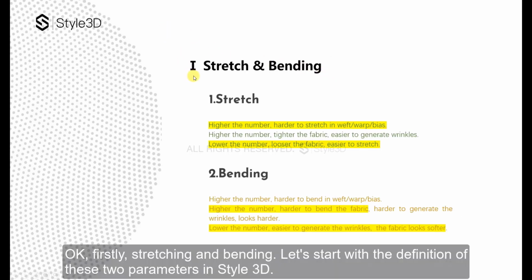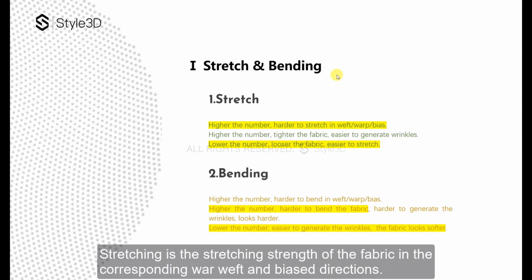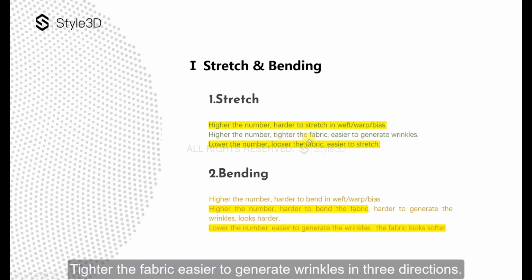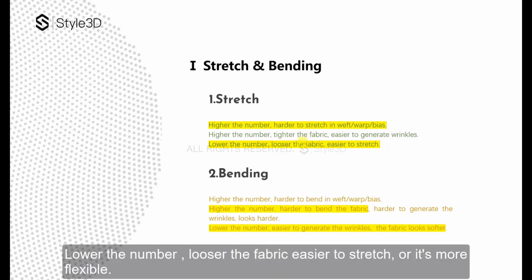Okay. Firstly, stretching and bending. Let's start with the definition of these 2 parameters in Style3D. Stretching is the stretching strength of the fabric in the corresponding warp, weft, and bias directions. Higher the number, the fabric is harder to stretch. Tighter the fabric, easier to generate wrinkles in 3 directions. Lower the number, looser the fabric, easier to stretch, or it's more flexible.